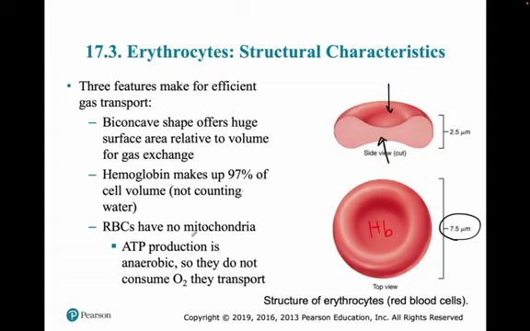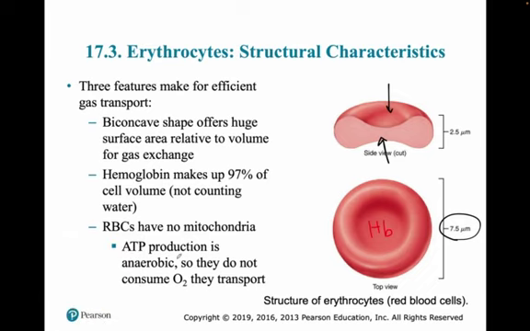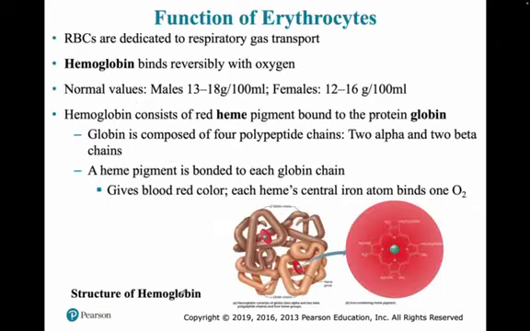Now an RBC doesn't have mitochondria, so it requires ATP, but that is completely anaerobically produced. But the funny thing is, they don't consume any oxygen while they are working, they only transport that oxygen. They don't consume anything. All right, so these are, like I said, dedicated for respiratory gas transport. Firstly oxygen, and slightly a bit of carbon dioxide also.